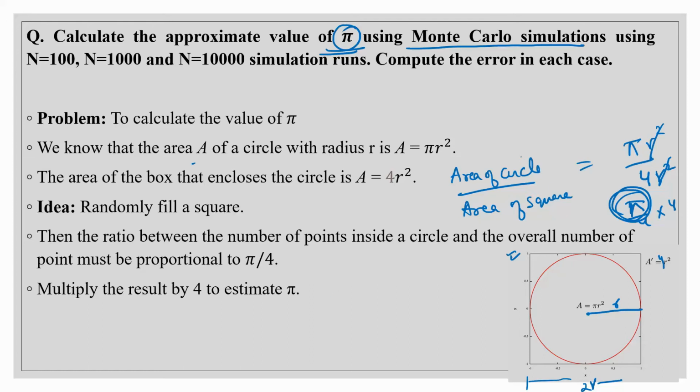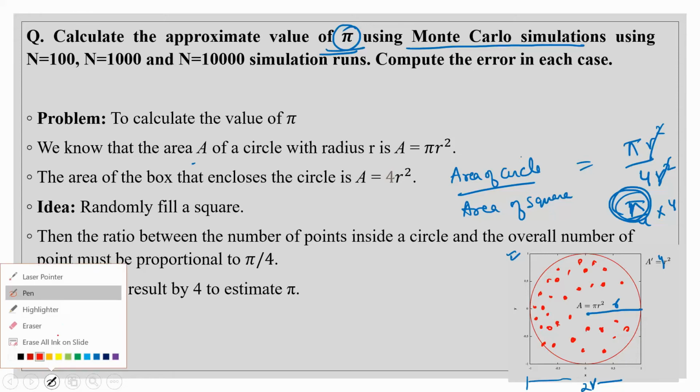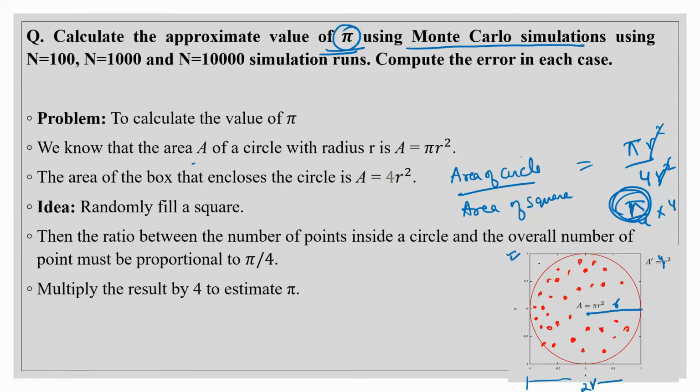It's simple. Suppose that we are playing a game where we need to throw the pebble in this board. Suppose that you are throwing the pebble and wherever it hits, you mark it, right? So this red one is showing that you are hitting at the circle, and it is also a chance that you throw the pebble over here outside this circle. It is also possible.